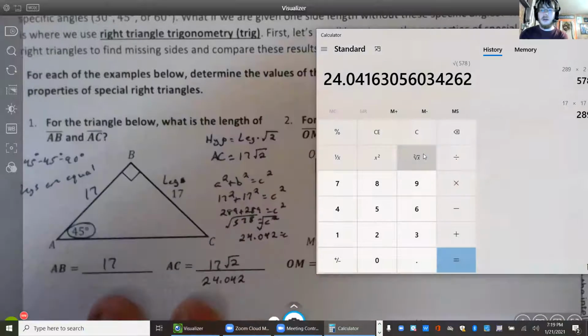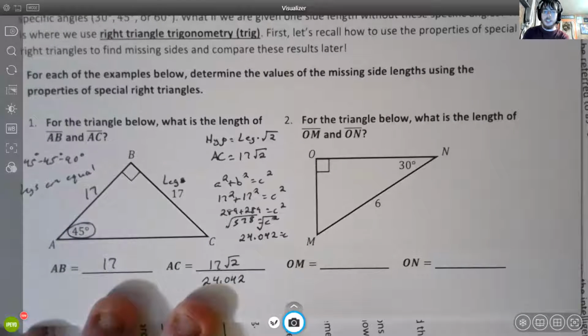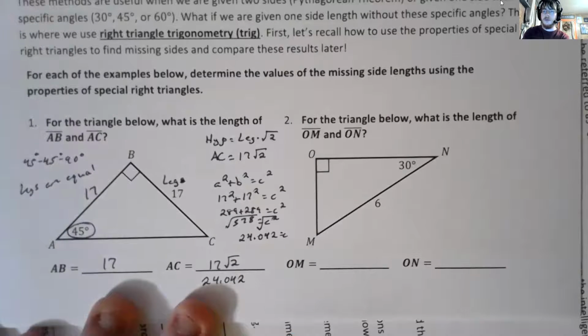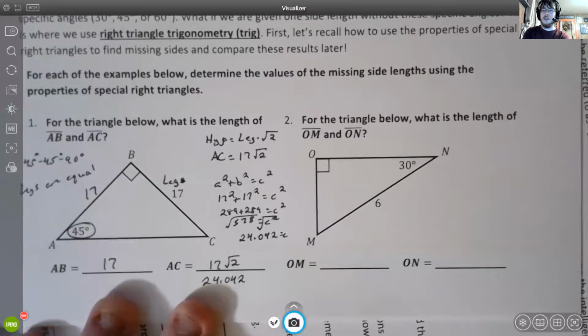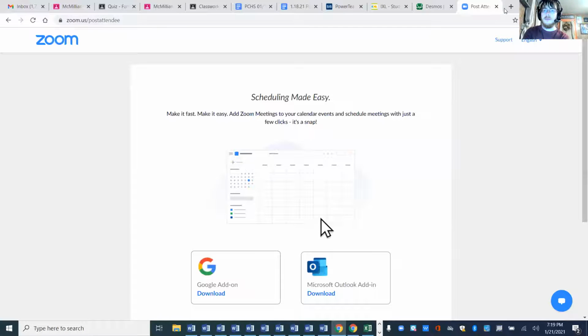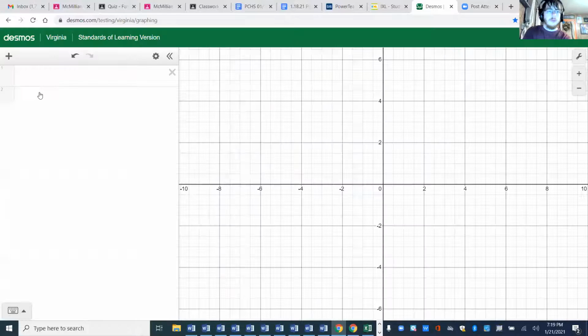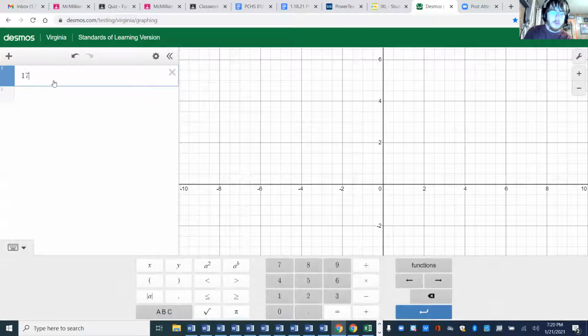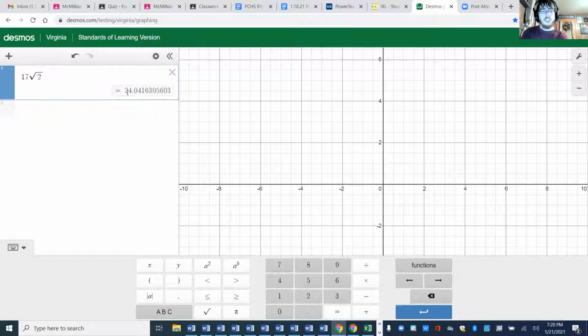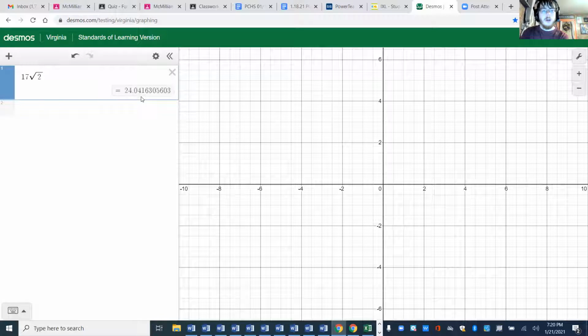And I'm going to go into Desmos because it's a little bit easier. If my computer will cooperate with me. And I'm going to type in 17 root 2. And we see that we get the exact same decimal, 24.042.